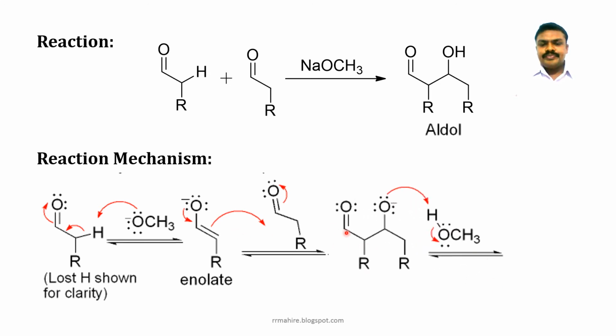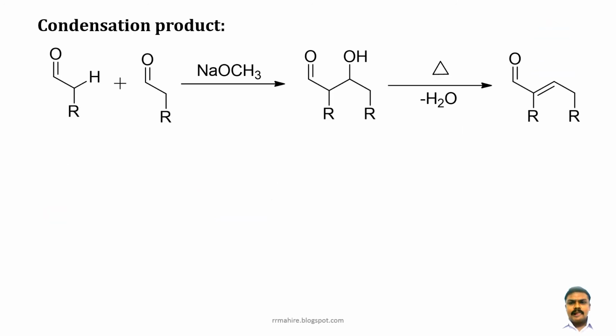Now in the next step, the intermediate generated, having the negative charge on the oxygen, picks up the proton from the generated methanol and forms an aldol product. So this is the reaction mechanism, just shown differently than the previous slide, in which we showed the carbanion. Here we didn't show the carbanion, but the meaning of that is the enolate.